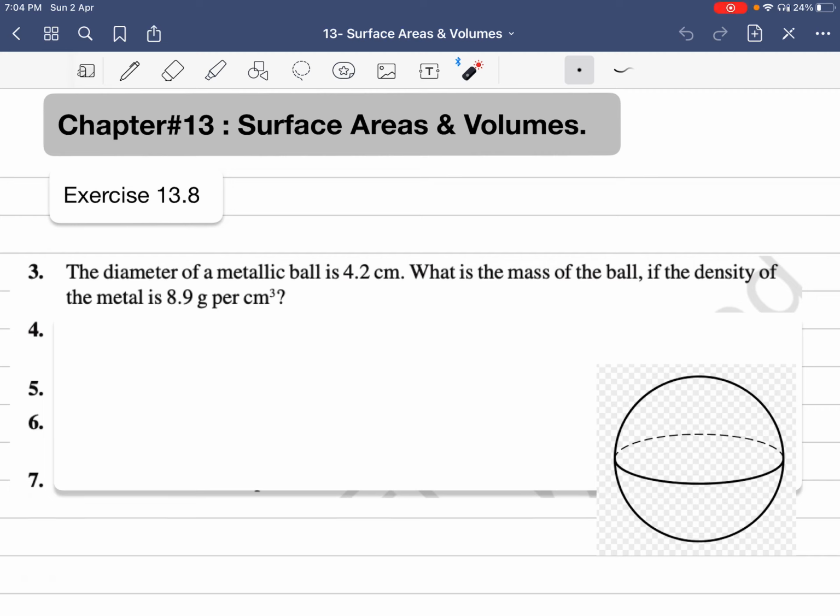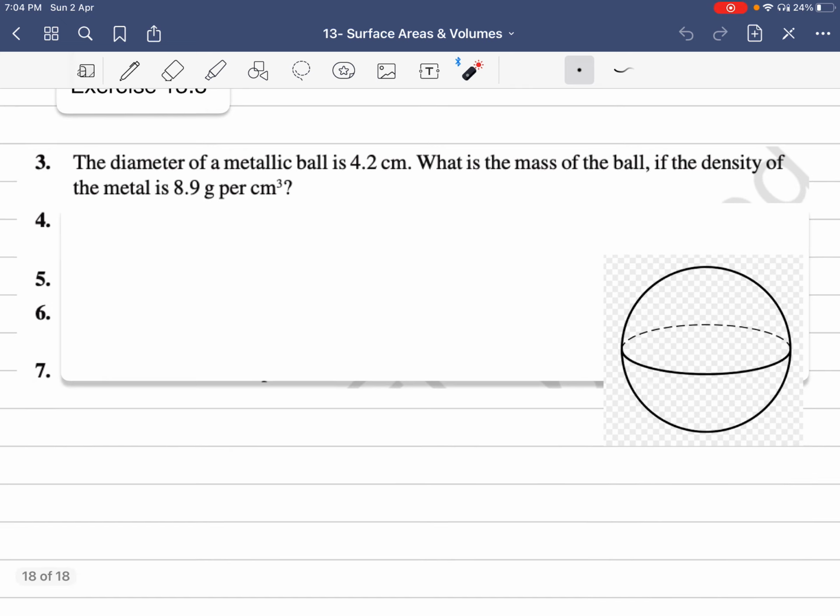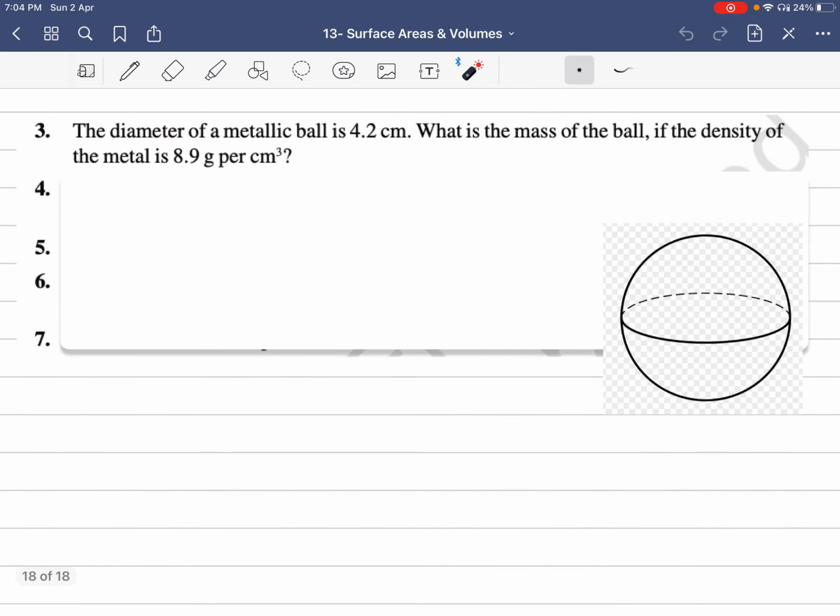So in this video, we're going to see questions from chapter number 13, surface areas and volumes. We are going to solve questions from exercise 13.8. So let's see question number 3. All the questions here are related to either sphere or hemisphere, the last geometrical figure in this entire chapter.